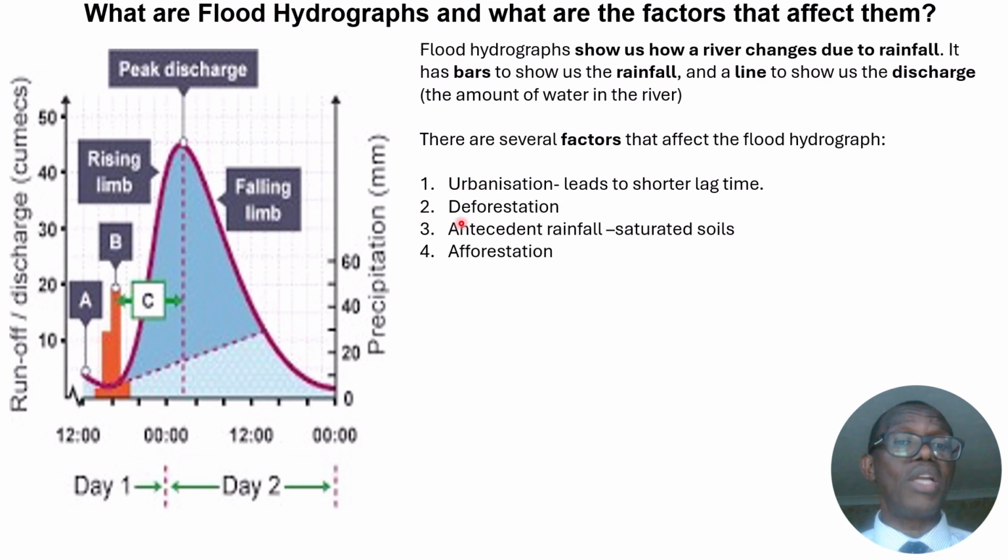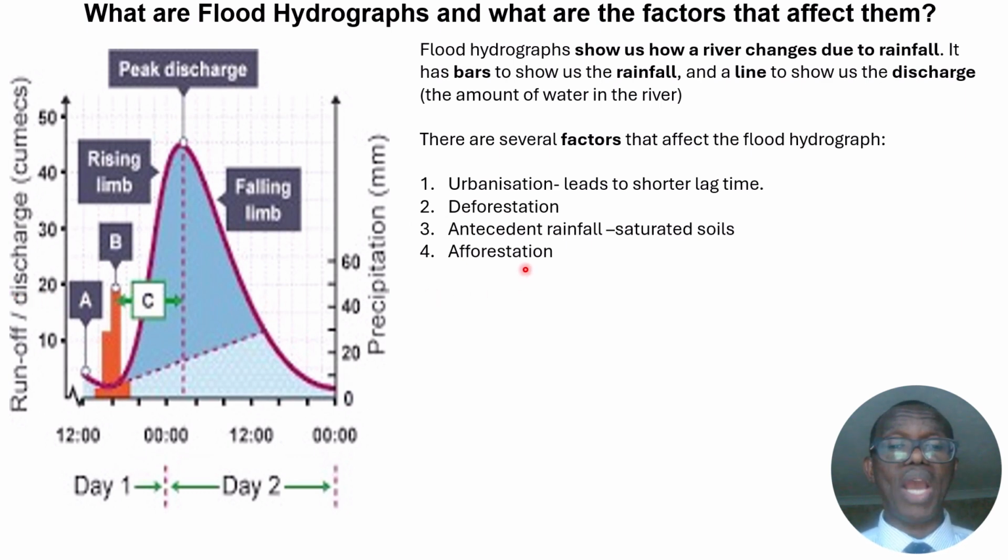Then we have deforestation as well, which is another factor that can affect a flood hydrograph. In places where trees have been cut down, there will be less interception, and therefore the water will go straight to the ground other than being intercepted by the leaves of the tree. And that again will lead to a shorter lag time, which is likely to increase flood risk. So in places where you have forest which have not been deforested, you're going to have a longer lag time.